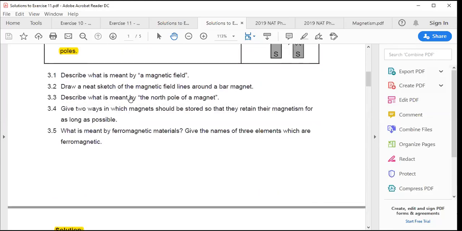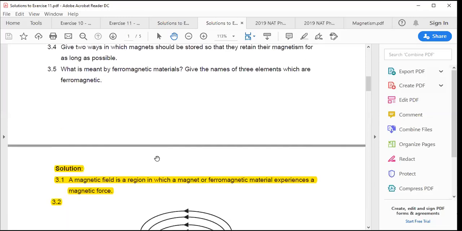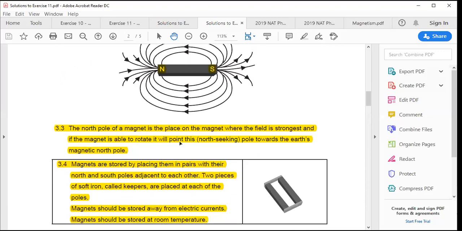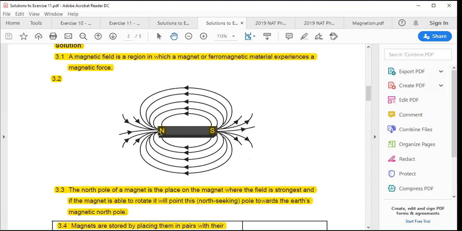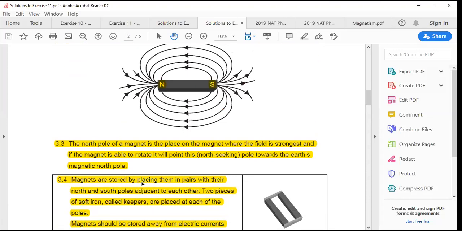It says, describe what is meant by the north pole of a magnet. Right, so here, the north pole of a magnet is the place on the magnet where the field is strongest. And if the magnet is able to rotate, it will point this north-seeking pole towards the Earth's magnetic north pole. Here you can have different explanations as to what is the north pole. Someone can say it's where the magnetic field moves from, or the magnetic field points away from towards the south. There could be different ways of describing the north pole of a magnet.